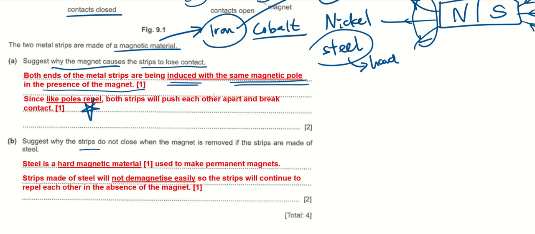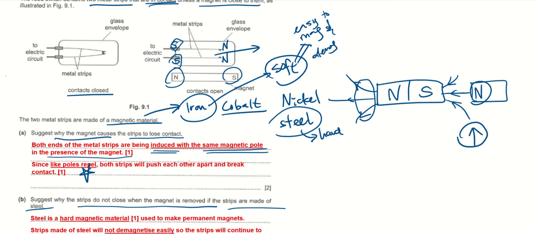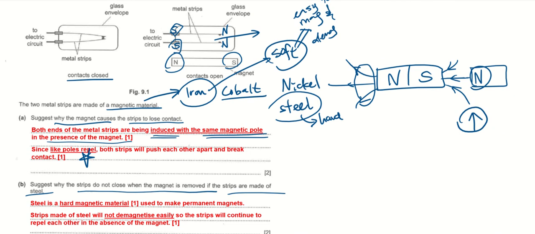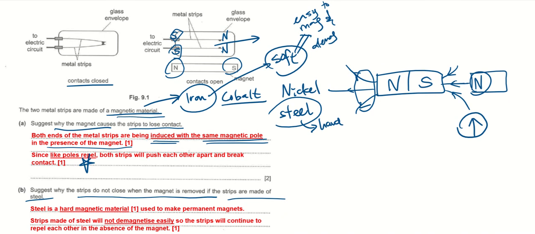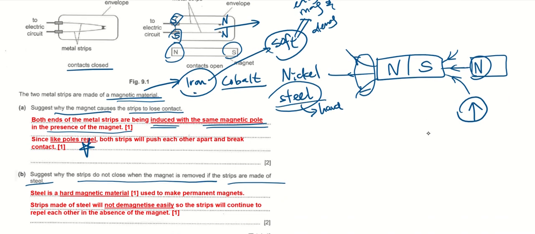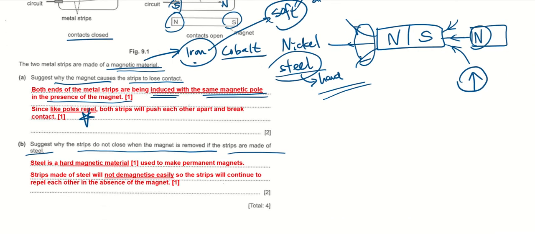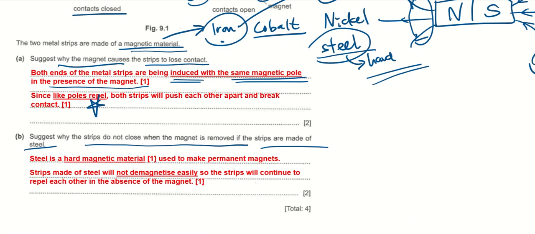Now, suggest why the strips do not close when the magnet is removed if the strips are made of steel. So you see, we can actually sort of predict the kind of questions that they will ask. Just now I was talking about magnetic material, iron, and then steel, right? Steel is hard to magnetize and hard to demagnetize. So now they're asking for this concept. Steel is a hard magnetic material used to make permanent magnets. They will not demagnetize easily, or they will not be magnetized easily.